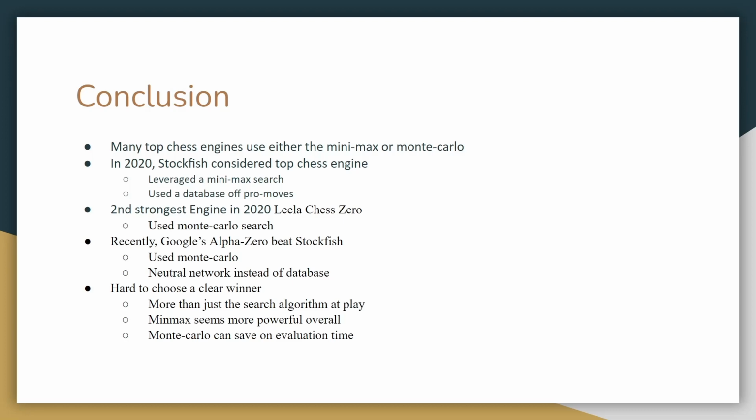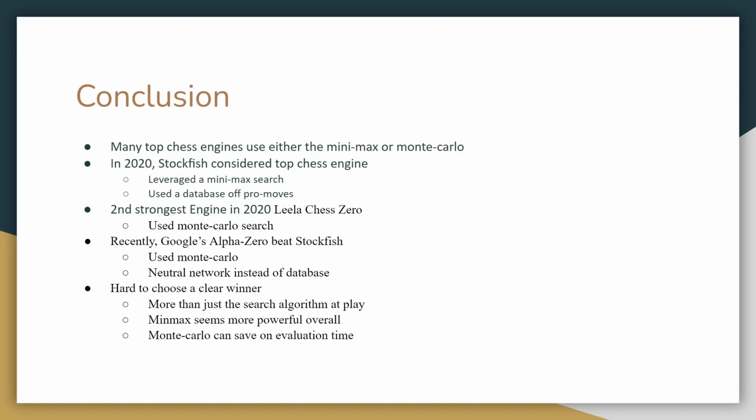And then the second strongest in 2020, Leela Chess Zero, uses the Monte Carlo search. So it's using the more promising search technique and not expanding on every single branch available, which is interesting. So both are very strong engines, and you can see that they can use both searches to great success. And there's also a lot of other factors we want to point out in this. So just looking at the search tree algorithm itself isn't enough to conclusively point one way or the other.